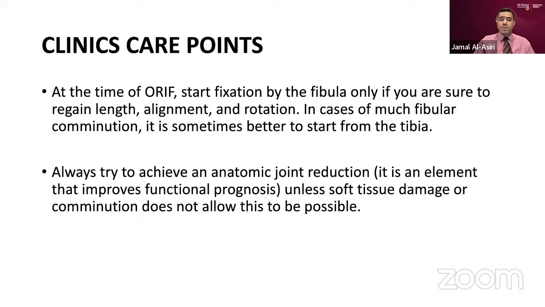At the time of the open reduction and fixation, start fixation with the fibula only if you are sure to regain length, alignment, and rotation. In cases of much fibular comminution, it's sometimes better to start with the tibia. Always try to achieve an anatomical joint reduction, which is an element that improves the functional prognosis in multiple studies, unless soft tissue damage or comminution does not allow this to be possible.